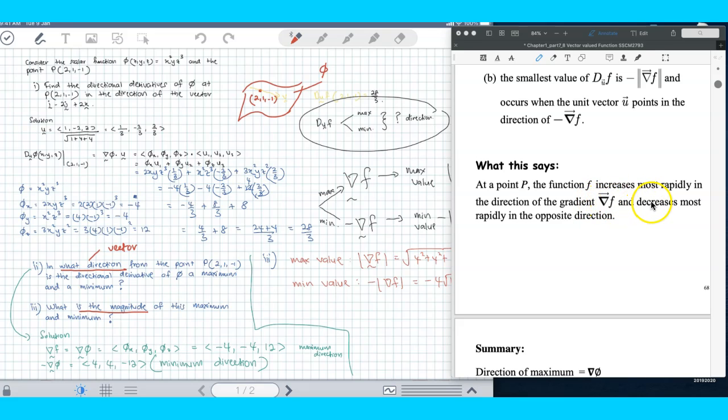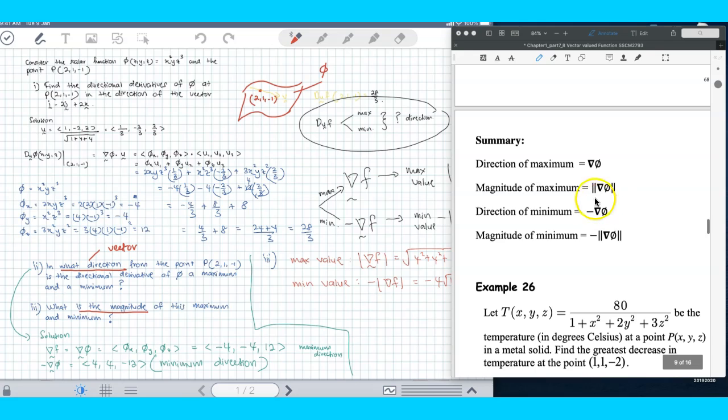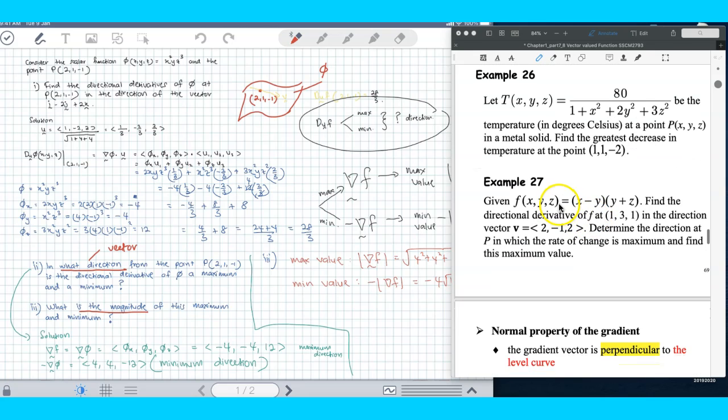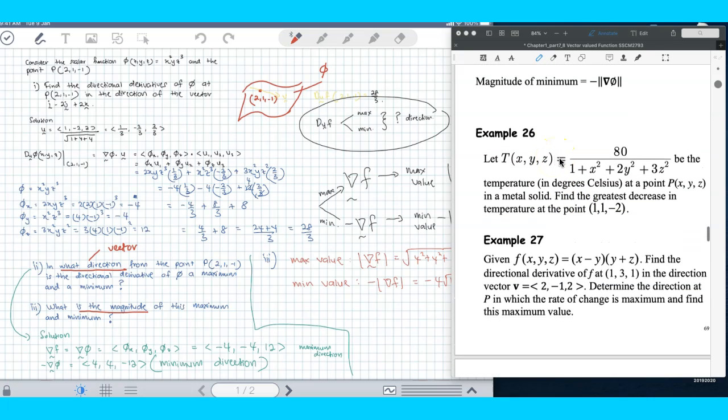But if the question is related to the minimum slope, or the smallest, or decreasing most rapidly, we just put the opposite direction, which is negative. Okay, so the summary is provided here about the optimal property using the gradient f. I'll give you another example which is related to the max or min of the directional derivatives.